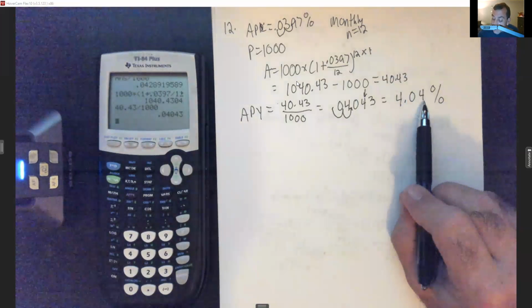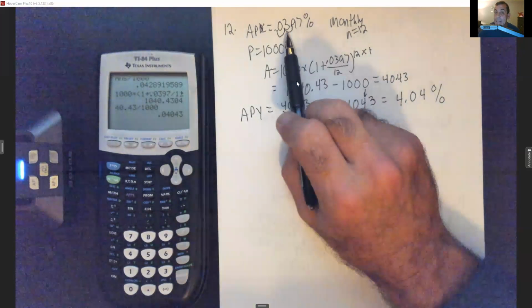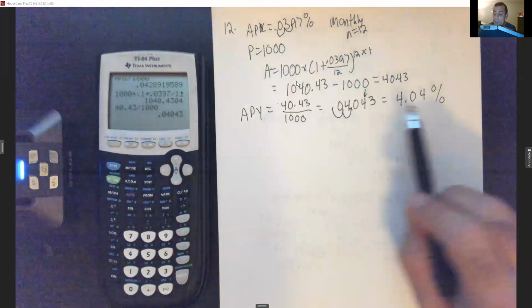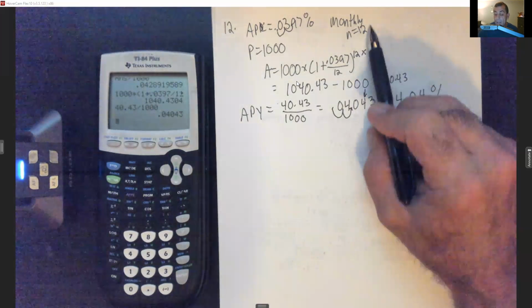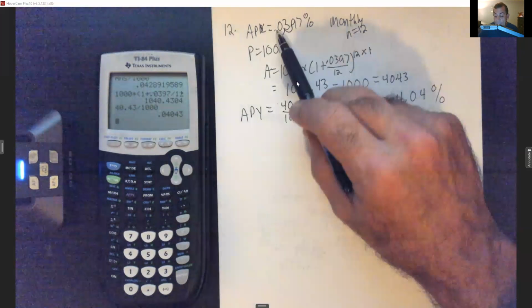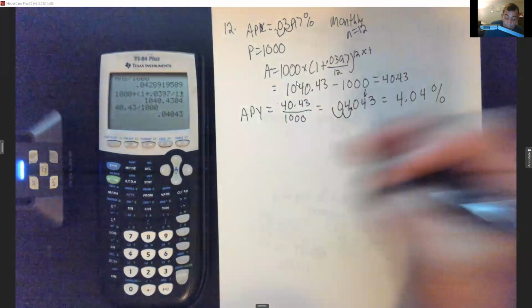I actually made more off my money than I thought at 3.97% because it compounded 12 times. Now remember, if this was annually, the APR would equal the annual percentage yield because it's not getting compounded but that one time anyway, okay?